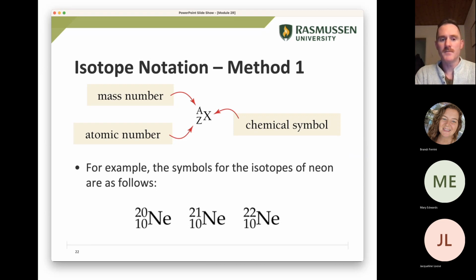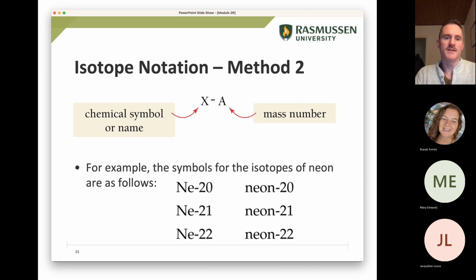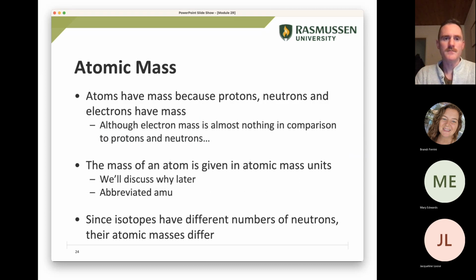So for example, neon has 3 different isotopes and has 10 protons. You can get that by looking at the periodic table: look up neon, it's atomic number 10. If it has 10 neutrons, 10 plus 10 is 20, so neon-20 is 20, 10, and then Ne for its symbol. If it has 11 neutrons, it would be 21, 10, and if it had 12, it would be 22, 10. You can also write it with the chemical name, dash, the mass number, which is just the number of things in the nucleus.